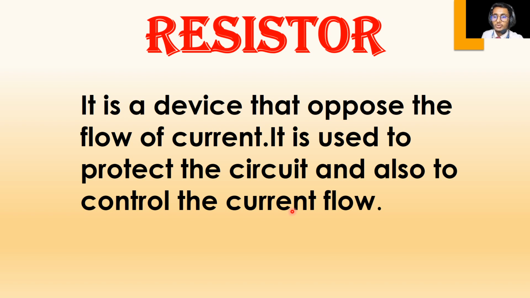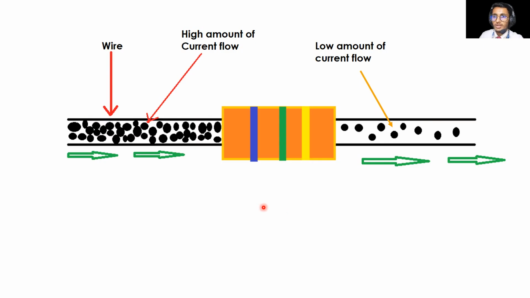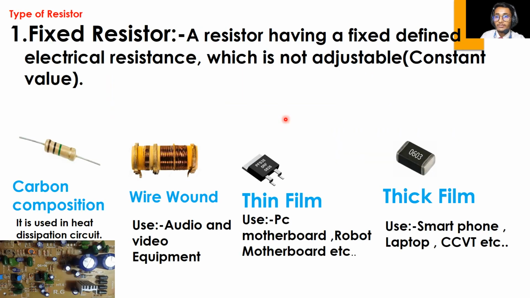As you can see in this image, there is a lot of current coming in the wire. As soon as the resistor was installed here, the current flow reduced. Now let's see its type.